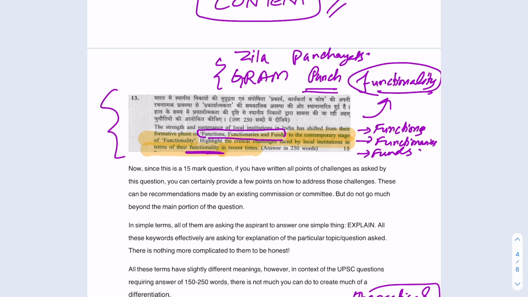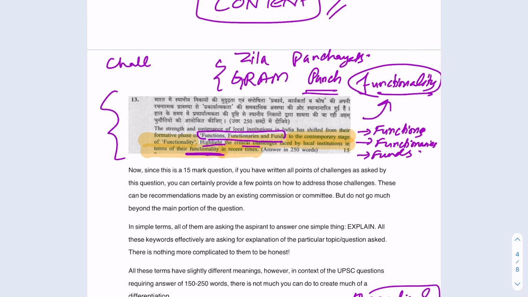So the question asks to highlight the critical challenges. So basically you have to just write the challenges faced by these local bodies in carrying out the functions or the functionality of these bodies as local bodies. For example, it could be about corruption, it could be about inefficiencies, it could be about delivery in a timely manner, it can be about over politicization of these bodies. So all these different kinds of points can be discussed in the functionality point, right? And these are the challenges faced by these bodies. Other than that, highlight has no other meaning, there is no other meaning of highlight.